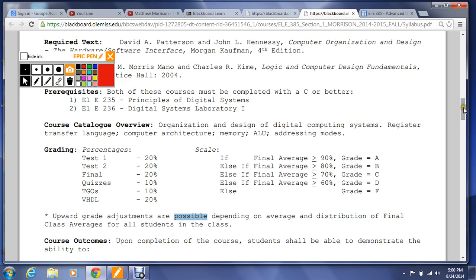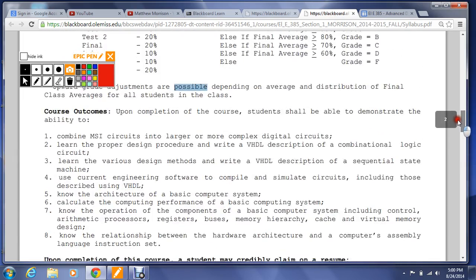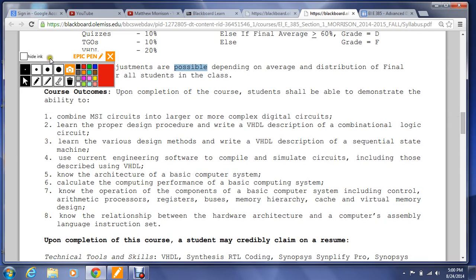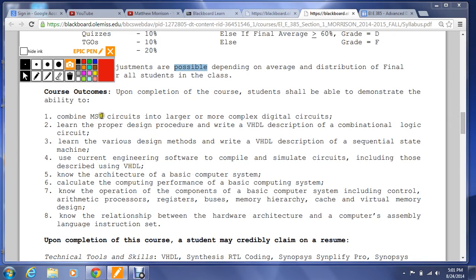Now, course outcomes. Here are the things that we will expect you to be able to do once you get through this course. You'll be able to combine MSI, which is medium scale integration circuits, into larger or more complex digital circuits. Learn about the proper procedure and write VHDL for combinational logic, and the same thing for sequential state machines. You'll be using current engineering software, new software called Synopsys tools, to compile and simulate circuits, including those described using VHDL, which we'll learn about. VHDL is very high-speed integrated circuit hardware description language.